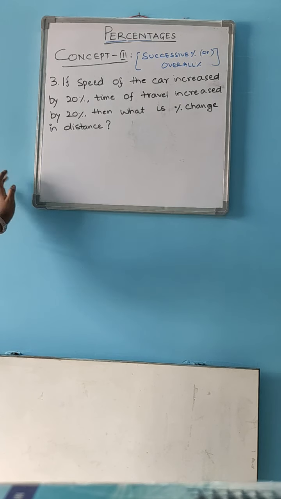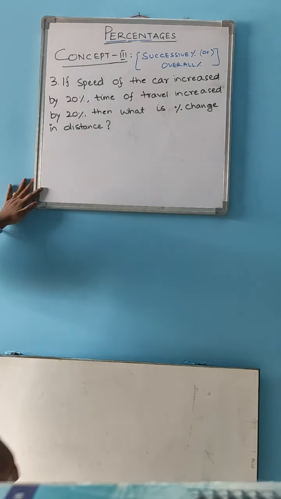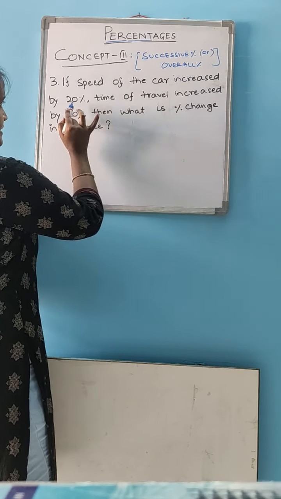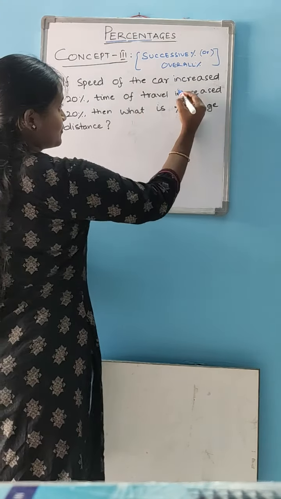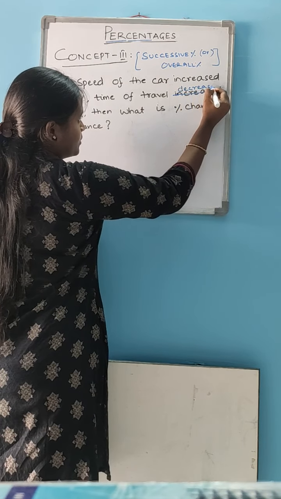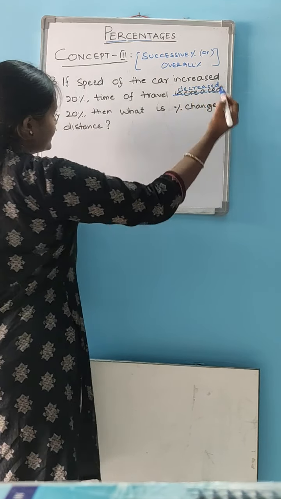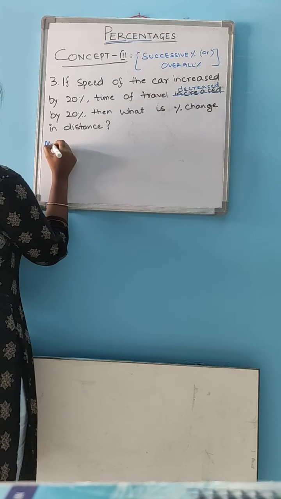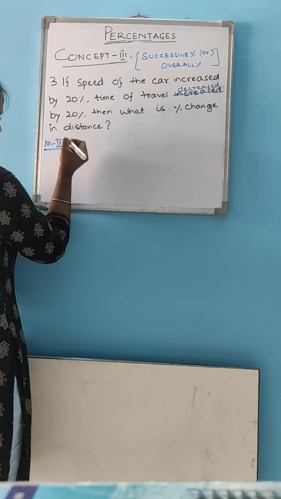For clarification, I am going to explain one more problem. If the speed of the car increases by 20% and the time of travel decreases, up to now we have seen only increase problems. If time decreases by 20%, what is the percentage change in distance? We will see with the second method.